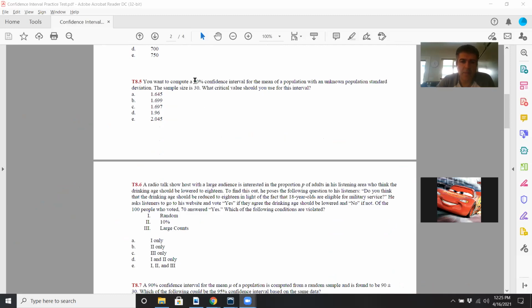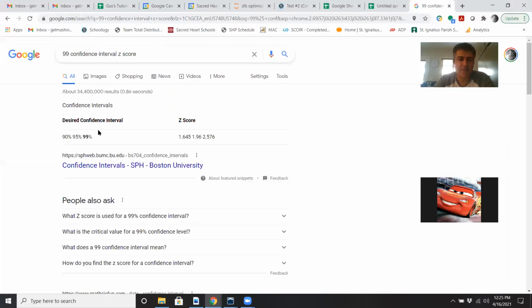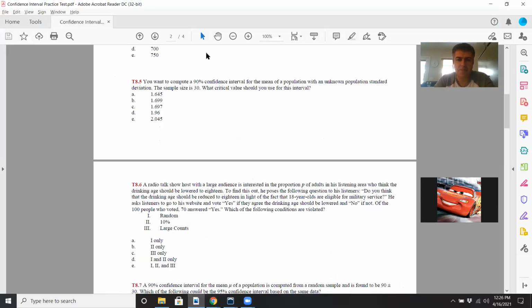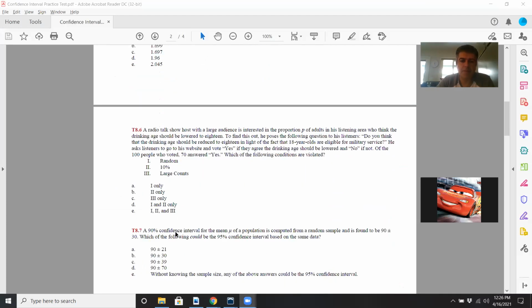So 95% confidence interval, unknown population standard deviation, sample size 30. So again, you just do the confidence level, you just look it up. I mean, that's really all I do. And it's 1.645, there you go. It's just that simple. We'll keep moving.